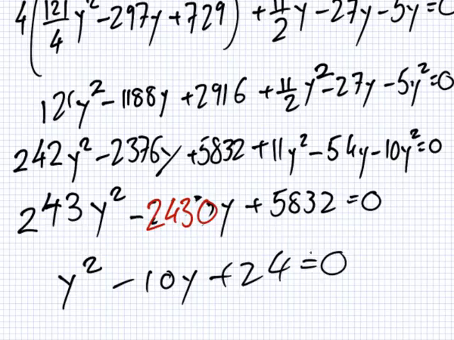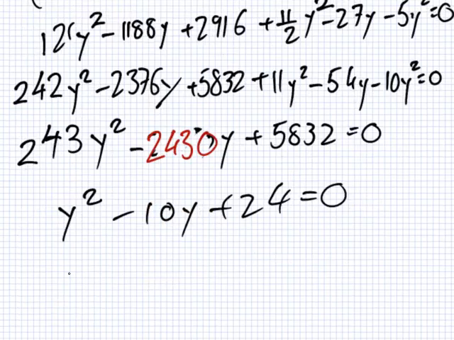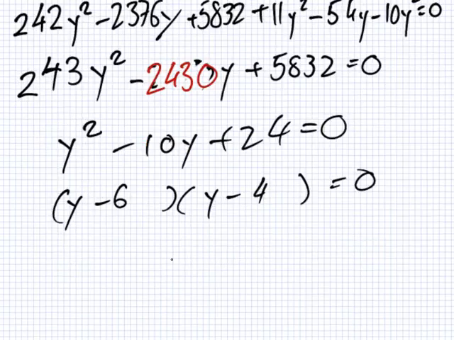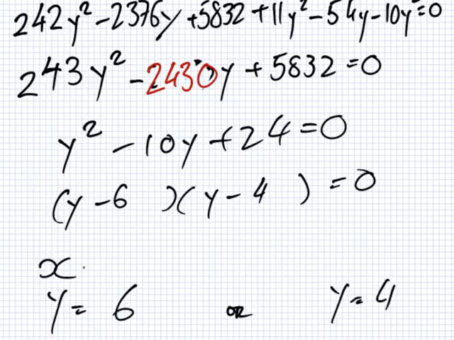Now that's quite a straightforward quadratic. I think it has factors. 12 and 2? No. 12 and 2? y minus 12, y minus 2. Yeah. That makes 24 and... No, it doesn't. 6 and 4, is it? Minus 6 and minus 4. Great. So we have y equals 6 or y equals 4, and now we can get the x.